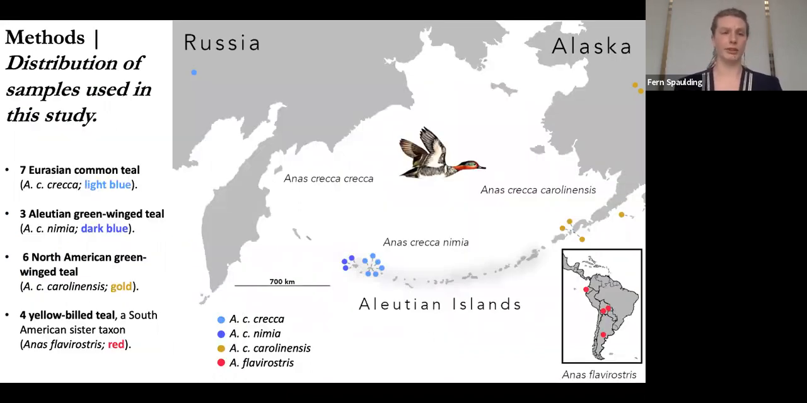So the distribution of samples used in my Chapter 1: we looked at the 3 subspecies of Holarctic green-winged teal as well as the South American sister taxon, the yellow-billed teal. In this image, you can see the distribution of the samples that we used. We used 7 Eurasian common teal, shown in light blue, 3 Aleutian green-winged teal, shown in dark blue, 6 North American green-winged teal, shown in gold, and 4 yellow-billed teal, shown in red.